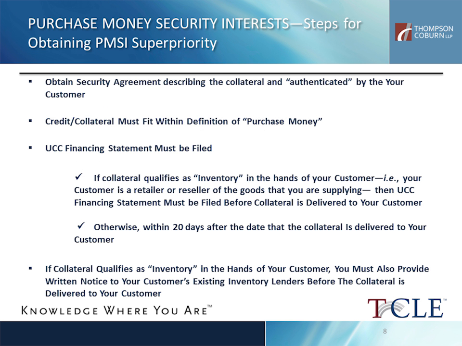So how do we go about obtaining a purchase money security interest? First of all, we have to obtain a security agreement describing the collateral. The goods in this case would be the goods that are being supplied by the supplier to its customer. And that security agreement must be authenticated by your customer. And authenticated is just a fancy way of saying the security agreement has to be signed or acknowledged in some way, and the use of the word authenticated is intended to cover the modern means through which folks can acknowledge agreements, electronic signature and that kind of thing.